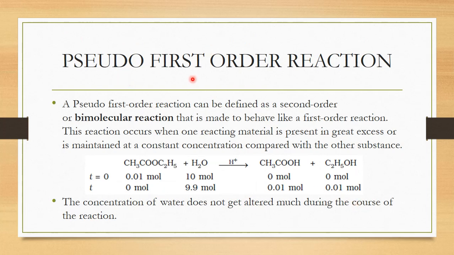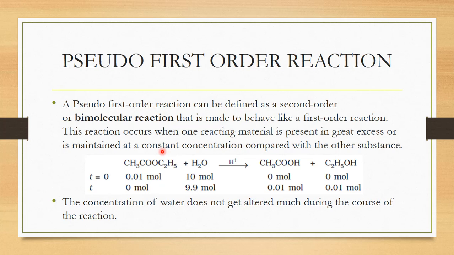Now we also have pseudo first order reaction. Pseudo means false. This reaction can be defined as a second order or bimolecular reaction but is behaving like a first order reaction. This type of reaction occurs when one reacting material is present in great excess or is maintained at a constant concentration, so that any change in its concentration is taken to be negligible.